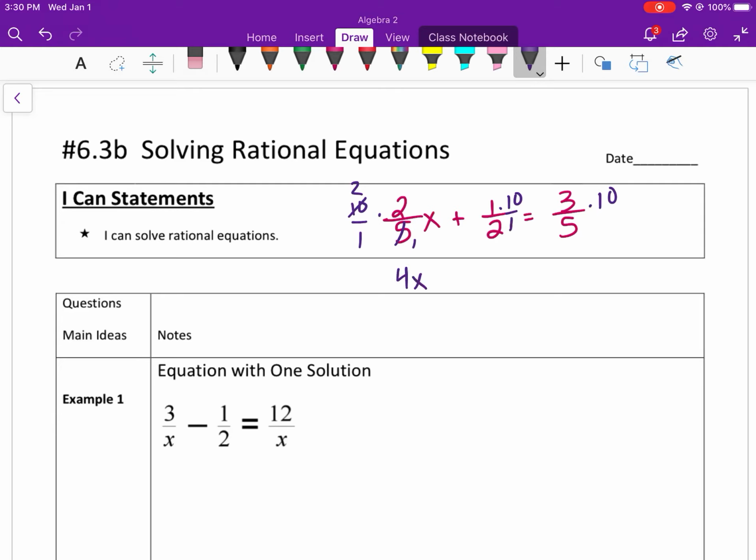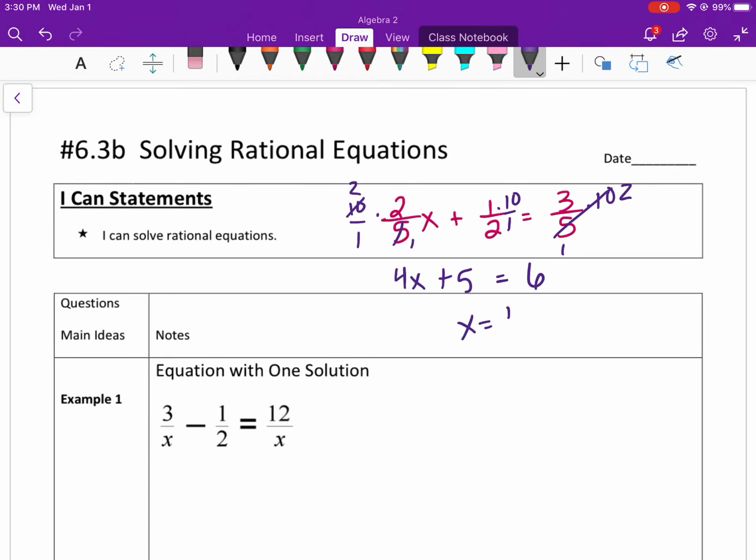And then 10 over 1 times 1/2 reduces to 5 over 1, plus 5 equals, and here we get 1 over 2 times 6, which is 6. And then now you're able to just subtract 5 and divide by 4. So you would just get x equals 1/4. And so it's much easier to solve the equation once you have those whole numbers. That's the idea behind today's lesson with solving rational equations. It's going to involve some fractions.